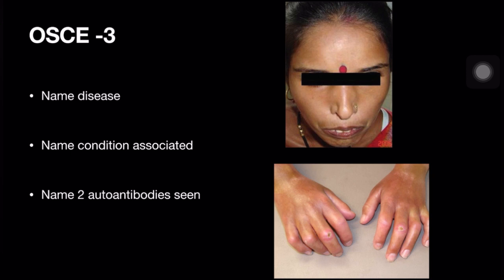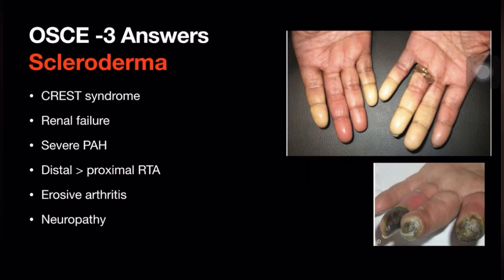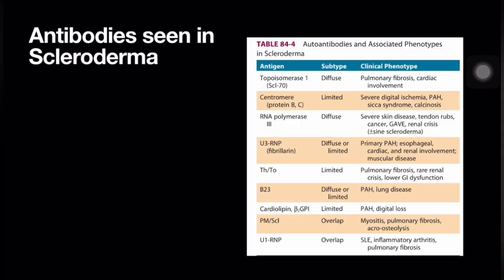Third case, you have a young female who came to you with a complaint of reduced mouth opening and ulcers and discoloration of the hands. You have to name the disease, condition associated, and 2 autoantibodies seen. As we know, the condition is scleroderma. Conditions associated with scleroderma are CREST syndrome, renal failure, severe PH, RTA, erosive arthritis, and neuropathies. Autoantibodies seen most commonly are topoisomerase and RNA polymerase 3; with limited disease, it is centromere and anti-Th/To antibody.